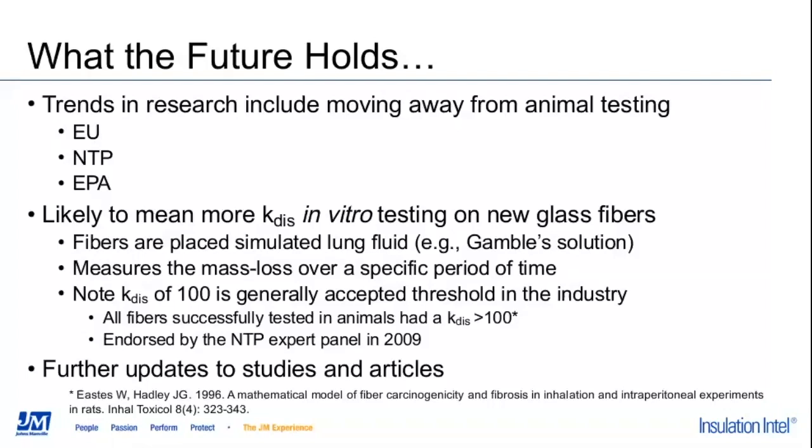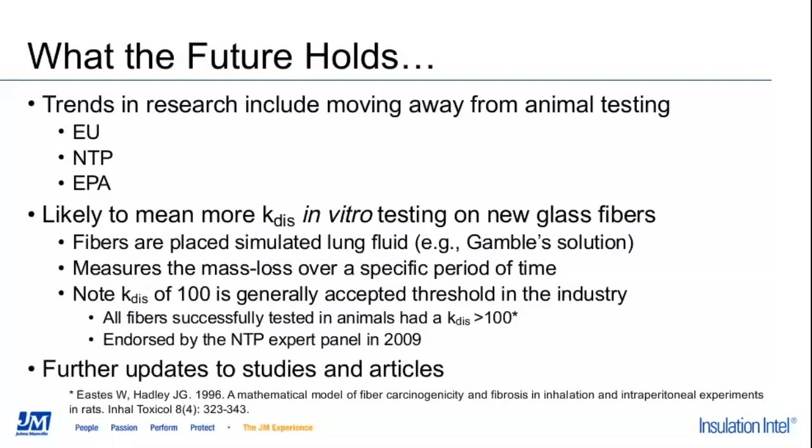Basically, to determine the in vitro dissolution constant of glass and mineral wool fibers, you essentially place these fibers in simulated lung fluid. The one that we use is called Gamble solution. It is a solution that tries to mimic the intercellular fluid in the lung. Then you bathe these fibers in the Gamble solution, and you measure the mass loss of the fibers over a specific period of time.